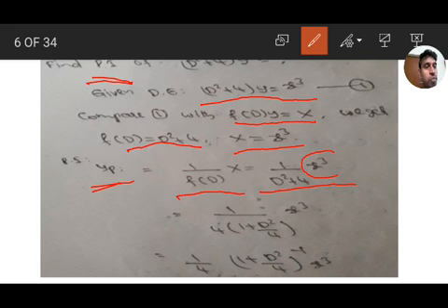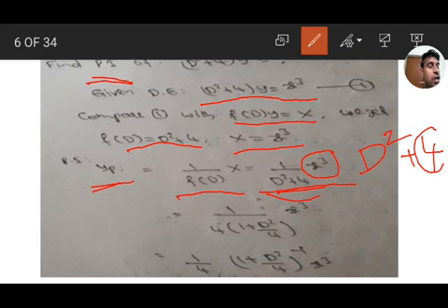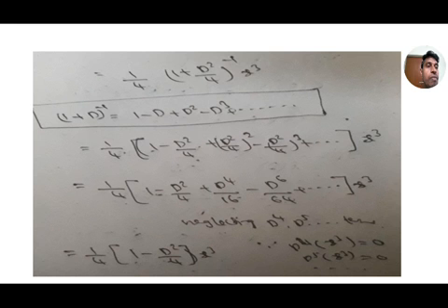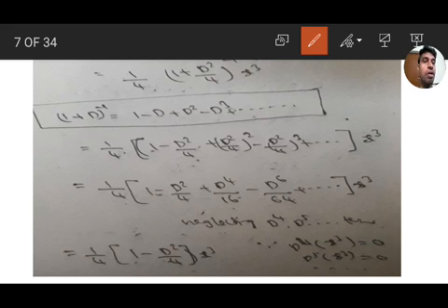Here x³ is of the form x to the power of m. So the lowest degree term in f of d: we have d² + 4, two terms, and the lowest degree term is 4. So 4 is the common. Taking 4 common, we get 1 plus d² by 4. Bring this to the numerator: 1 by 4 into (1 + d²/4) whole to the power of minus 1 of x³. Then expand this term by formula.